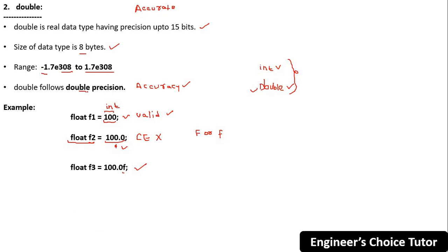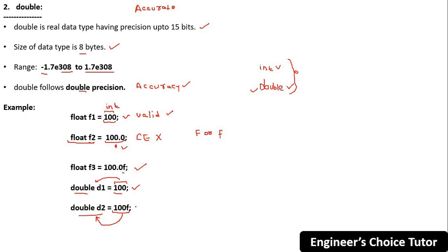The next example. Now double d1 is equal to 100. So this is also perfectly fine. It will work. You can assign the integer type of value into the double. No worries at all. Now the next. Double d2 is equal to 100f. Yeah, you can assign the floating point value also to double.